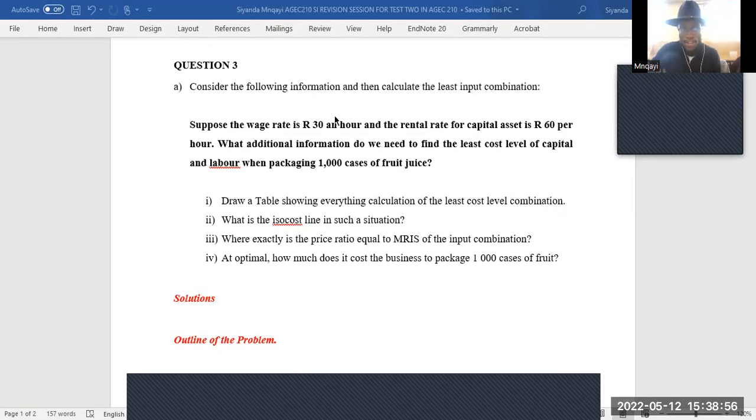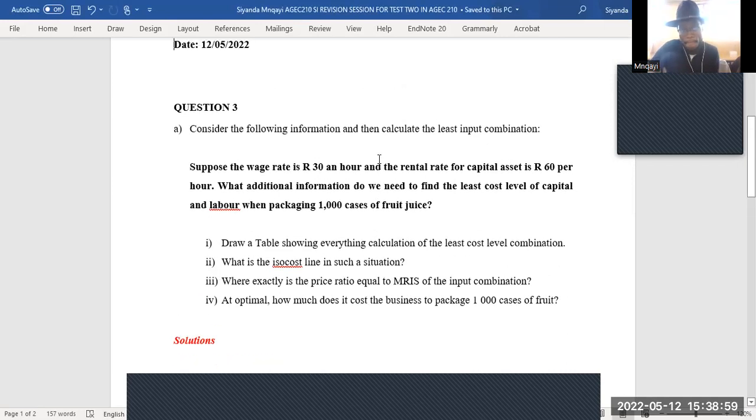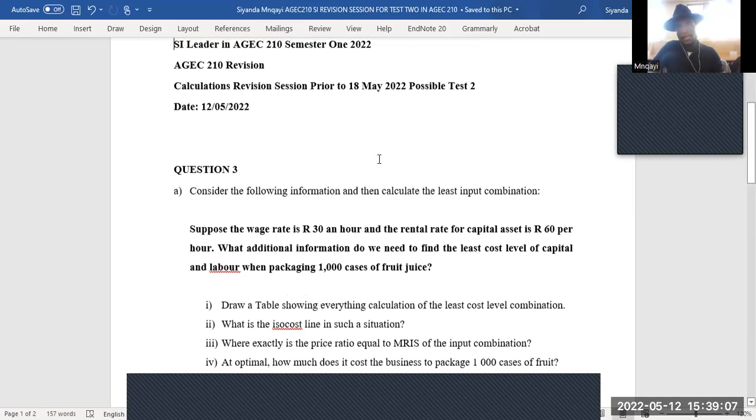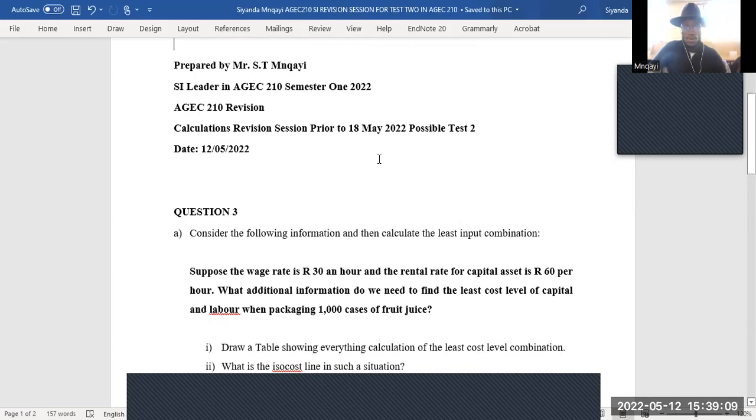This is question 3 from last year's assignment. I took it from that paper and I also browsed through some of the other papers. This is a calculation revision session prior to your test 2, which will take place around the 18th of May, close to the 19th or 20th. I don't have a specific date, but early preparation makes it go well towards your test.